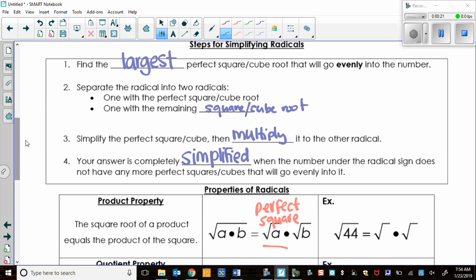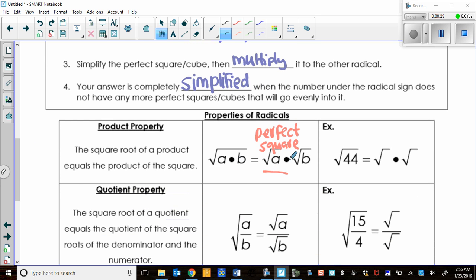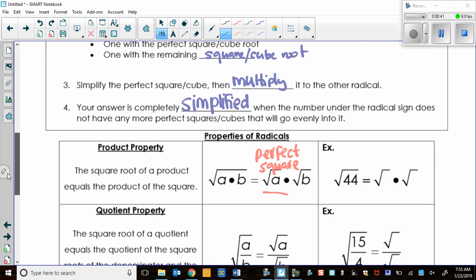Once we've found the largest perfect square, we are going to split up the two radicals. The one radical that you started with will become two radicals like we see here. The first one is going to be your perfect square. So all the numbers that you see in orange, either one of those numbers are going to fit on the left hand side inside of a radical. Then the remainder that you will multiply from will be on the right hand side. So let's take a quick look at what that means.